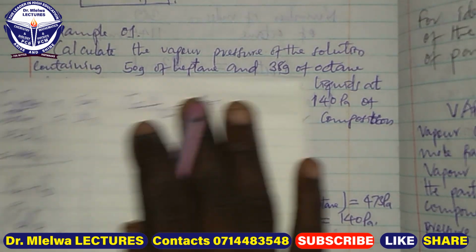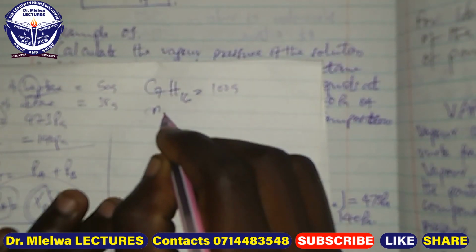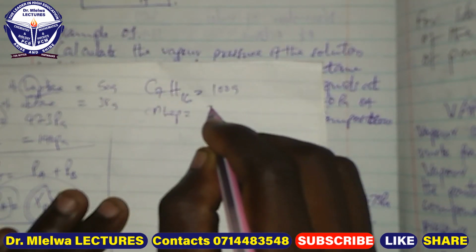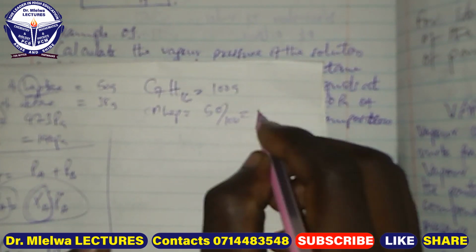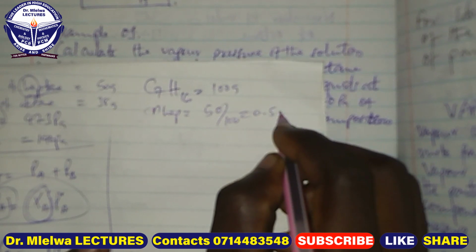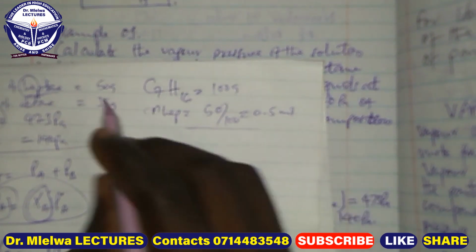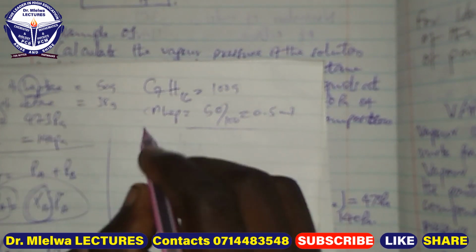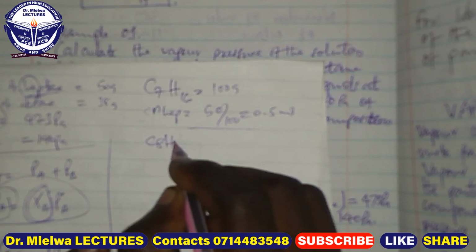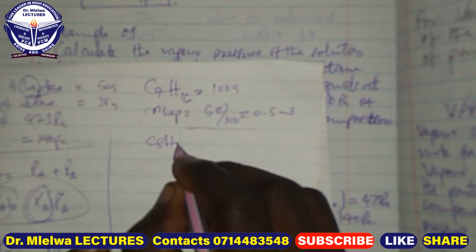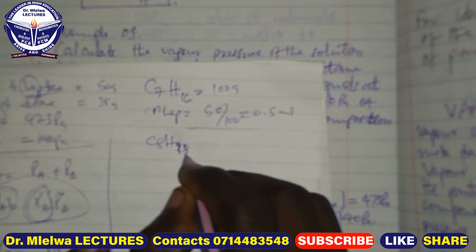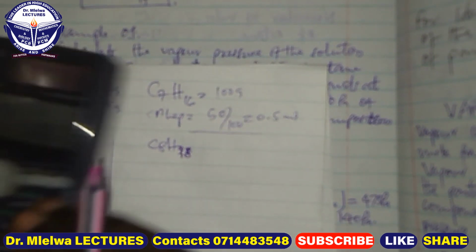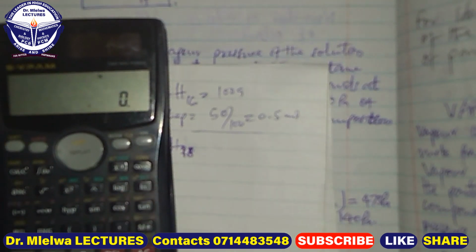So the number of moles of heptane will be 50 divided by 100, which would be equal to 0.5 mole. Number of moles of heptane. Now the mass of octane. Octane is C8H, and the hydrogen will be 20. I mean, it's not 20, it is 18. So C8H18.